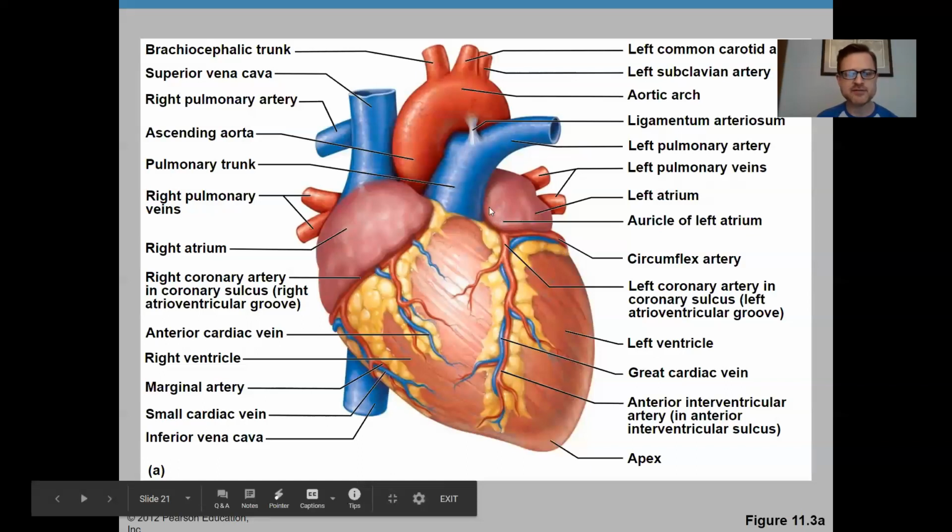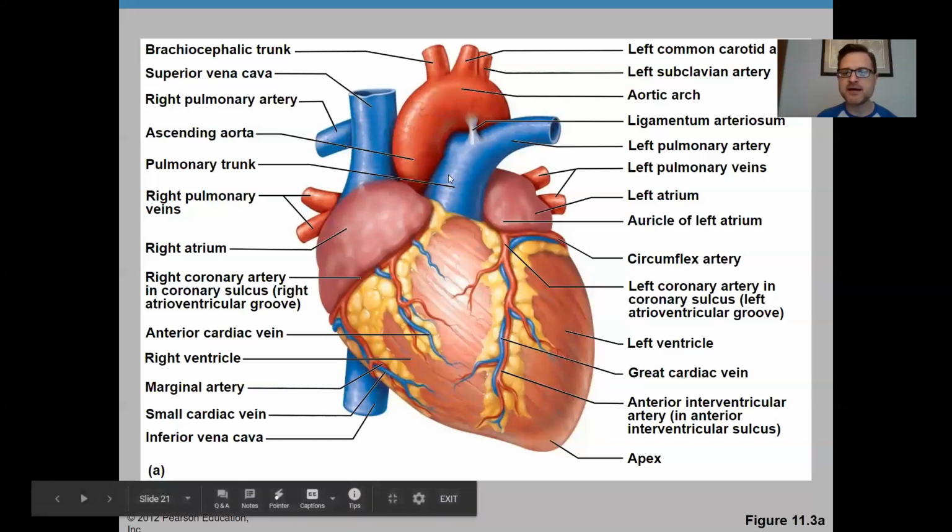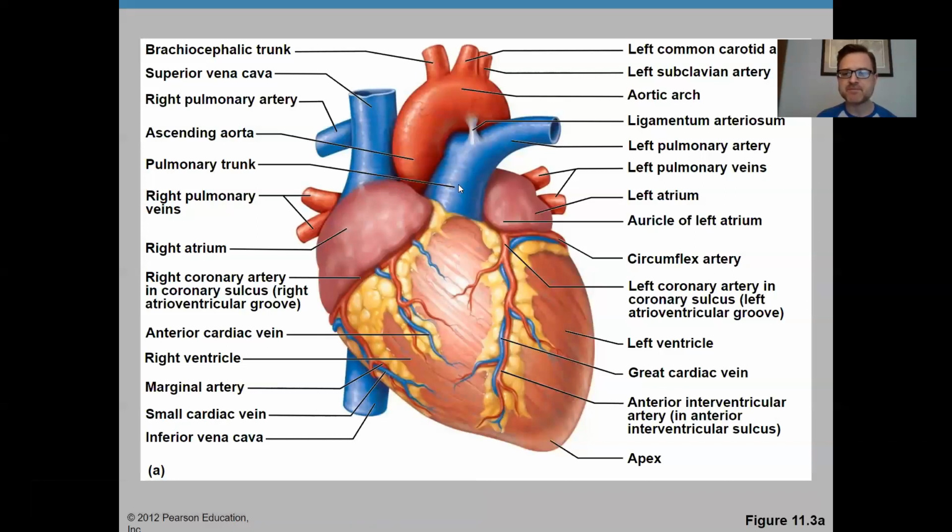So here you have, well, where should we start? Here we have the superior and inferior vena cava. Again, these are pictured blue because it's deoxygenated blood. Here we have the pulmonary artery, which branches into a left and right hand side because you have 2 sides of your lungs. It's an artery, and it's blue because it carries deoxygenated blood away from the heart.